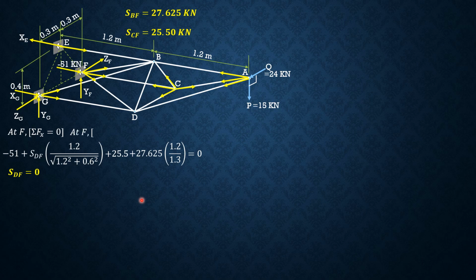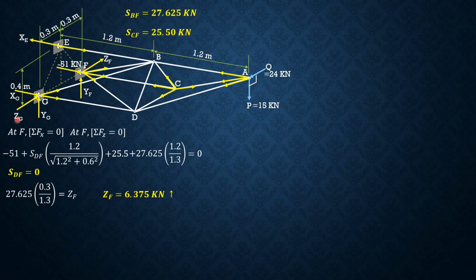Now that SDF is 0, we can now perform summation forces along Z to solve for GF. So forward positive, forward BF. So 27.625 SBF times 0.3 over 1.3 equals backward. There's no other force involved because this is 0. This is parallel to the x-axis. So only GF and BF. So GF can now be found. It is equal to 6.375 backward.